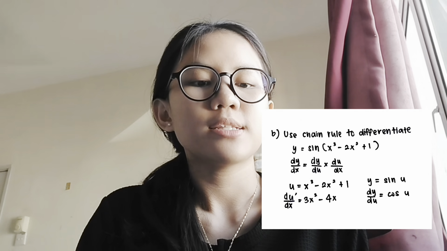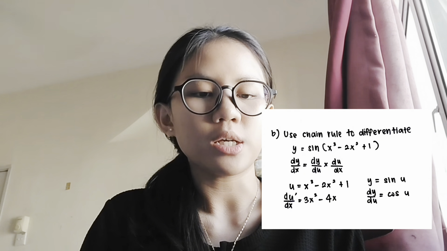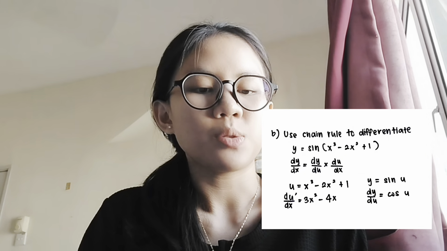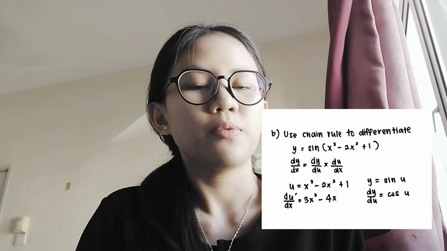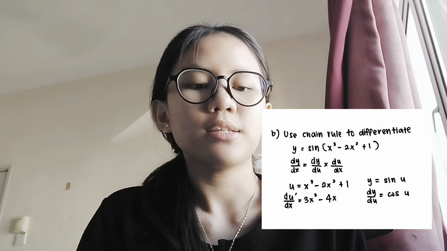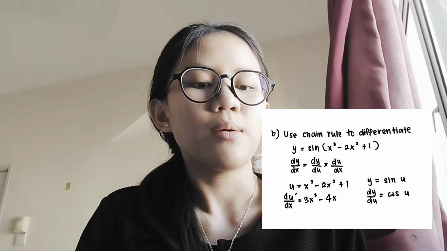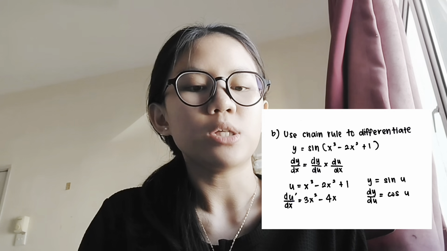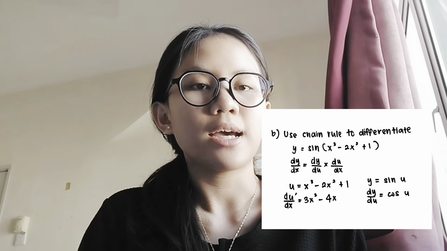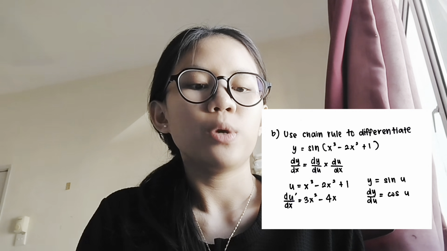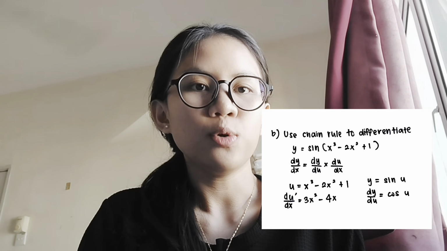The u is the inner function of the equation, which is x cubed minus 2x squared plus 1. So we have to differentiate this equation. So we get du dx equals 3x squared minus 4x. Then we have to differentiate y, which is the outer function, sine u. So when we differentiate sine u, we get dy du equals cos u.